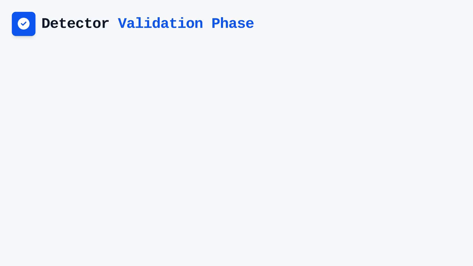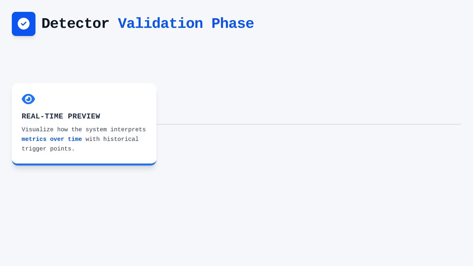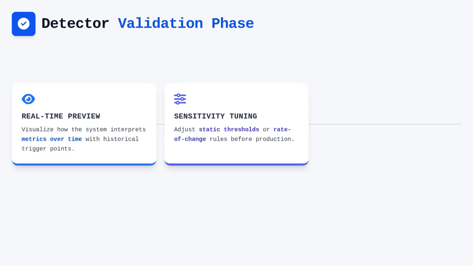During this process, validation becomes an essential phase to confirm that your intent matches the system's execution. The UI provides a real-time view of how the detector interprets your chosen metric over time, displaying historical trigger points based on the current threshold settings. By checking this preview, you can adjust the sensitivity of the detector before saving it to your production monitoring path.